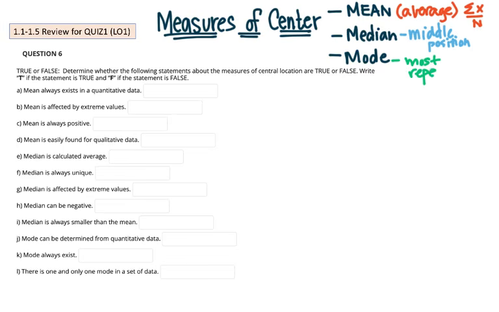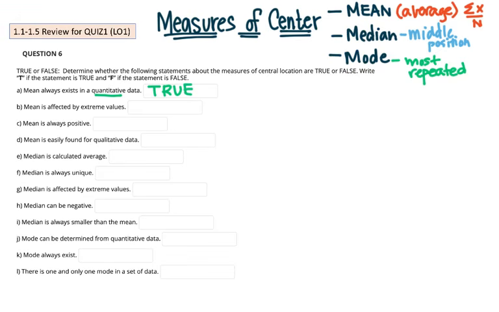And by the way, this is the one that we use when we have qualitative data, because you can't add up or line up from smallest to biggest words. You can only do that with numbers, quantitative data. So let's answer these questions. Mean always exists in quantitative data. That's true. Whenever you have numbers, you can always add them up and divide by how many.